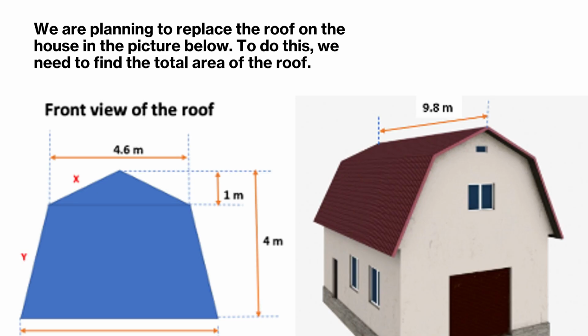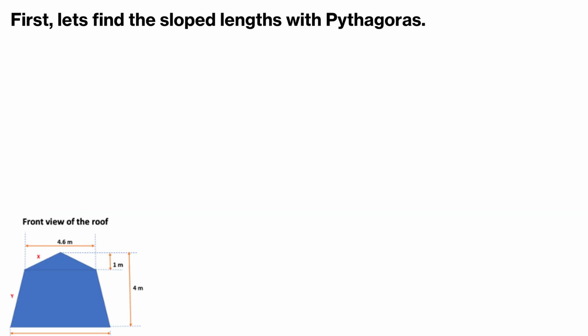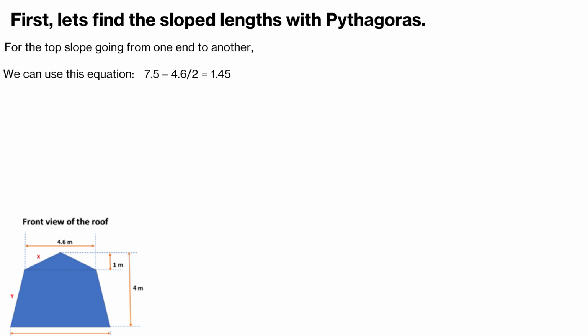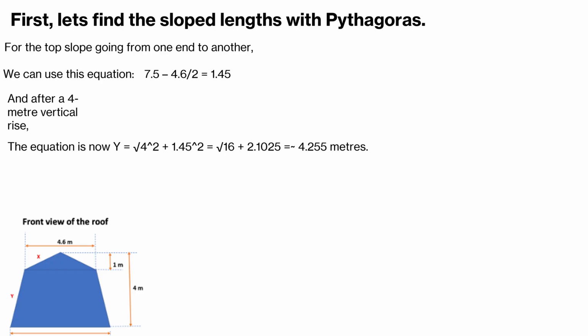Find the area of the roof of the house in the picture below. To do this, we need to find the total area of the roof. Let's do this. First, let's find the sloped lengths with Pythagoras. For the top slope going from one end to another, we can use this equation. 7.5 minus 4.6 over 2 equals 1.45. And after a 4 meter vertical rise, the equation is now y equals the square root of 4 squared plus 1.45 squared, equals the square root of 16 plus 2.1025, which roughly equals 4.255 meters.